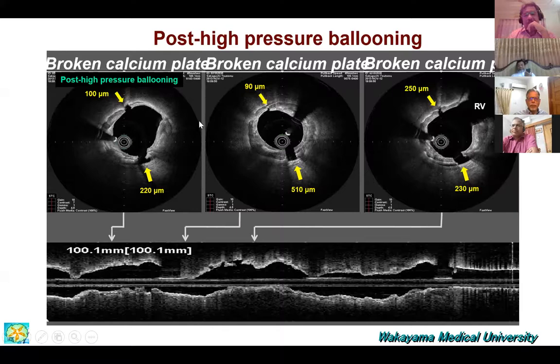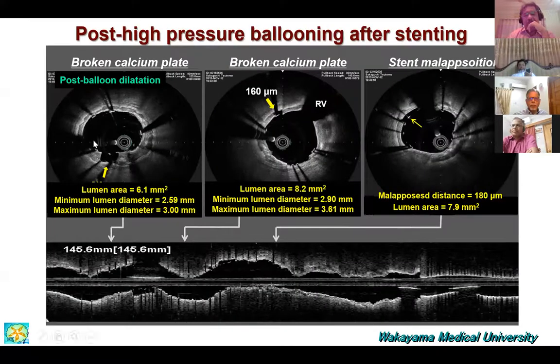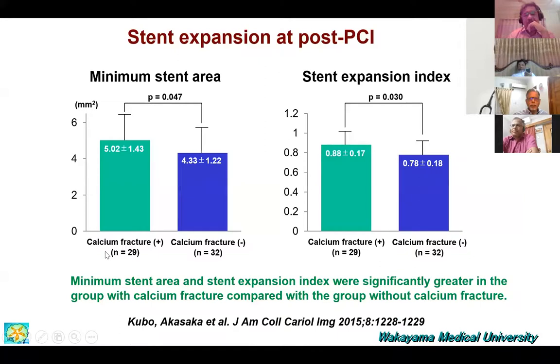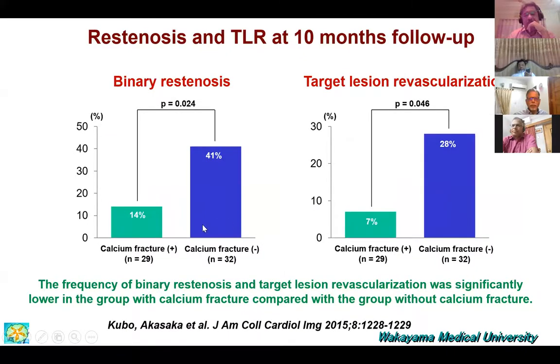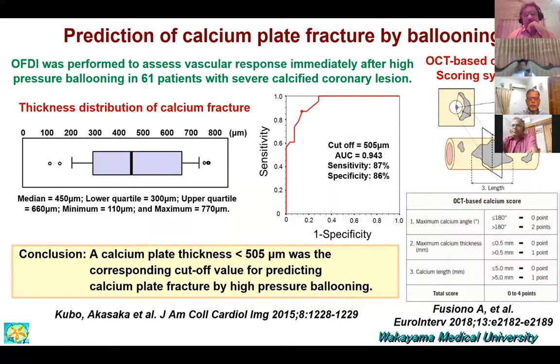In this case, it is important to make a crack here like this. And if the thickness of the calcium is less than 500 micron, you can make a crack. And after succeeding in making a crack, you can put in a stent very wonderfully, and you can expect good expansion as shown in this slide. If we compare the calcium crack case and the no calcium crack case, if you have the calcium crack, the stent expansion is good and the expansion index is better, and the binary restenosis is less in the case with calcium crack, as shown in this slide. And the cutoff value for making a crack is nearly 500 micron, as shown in this slide.